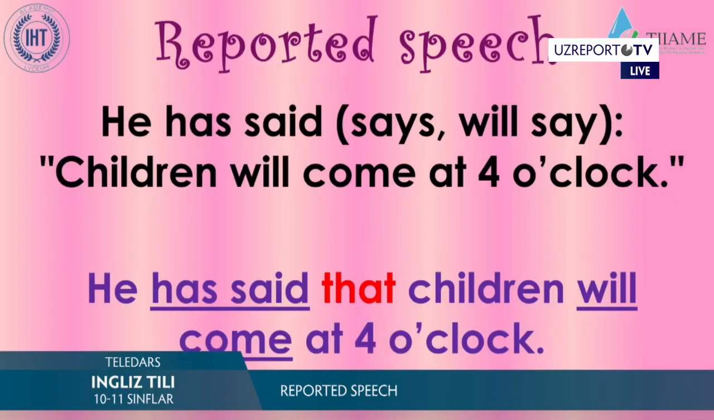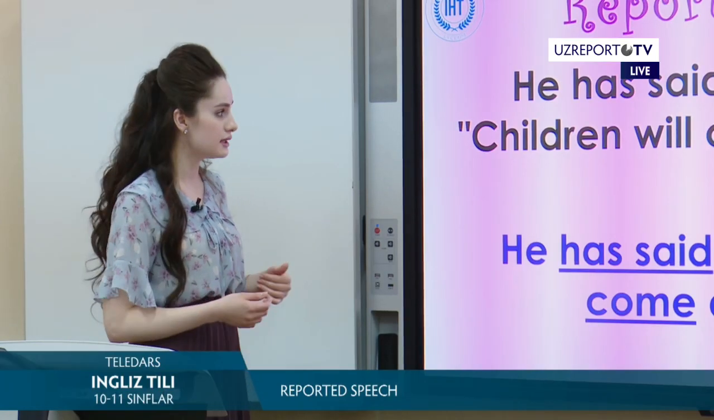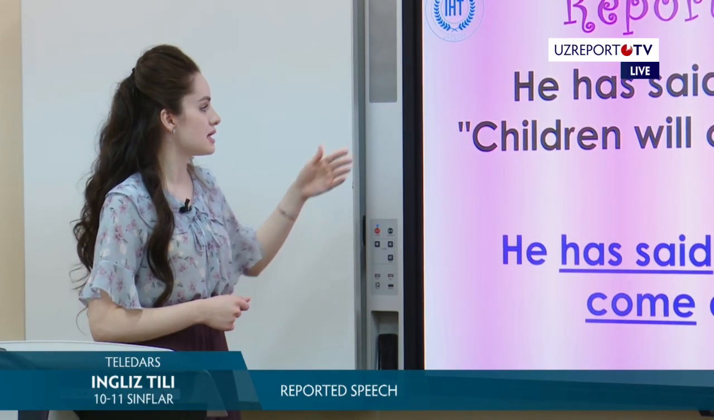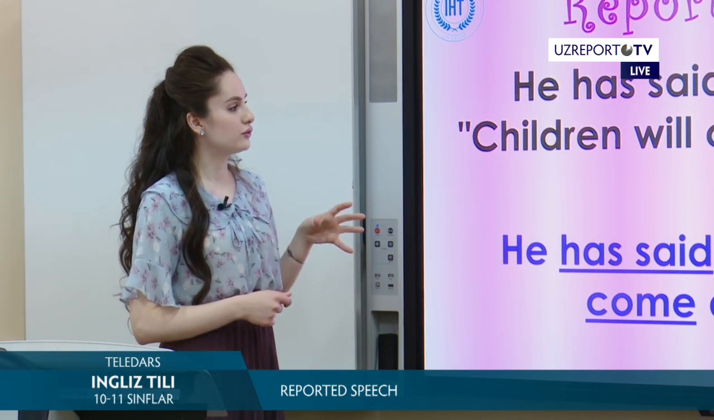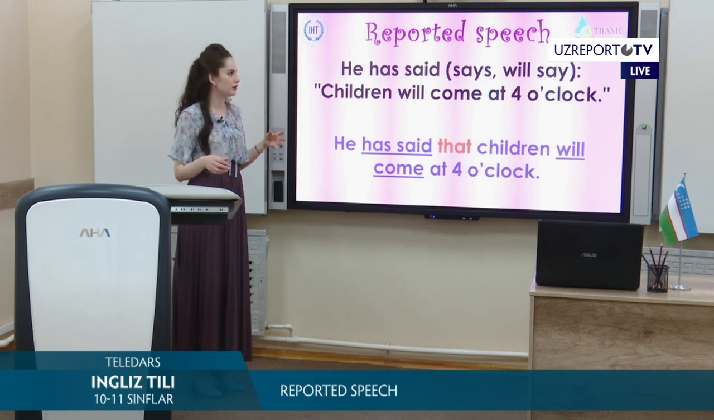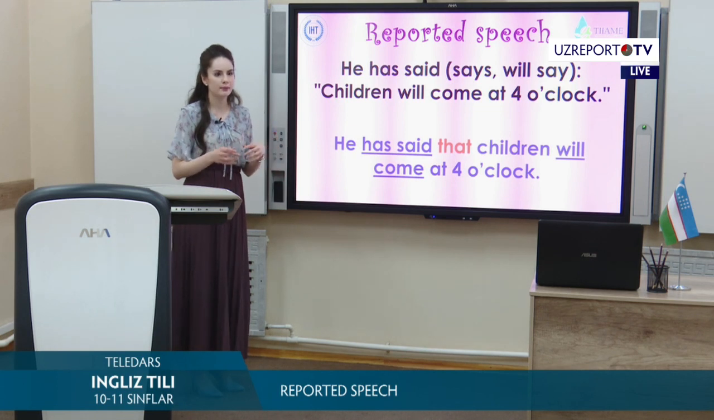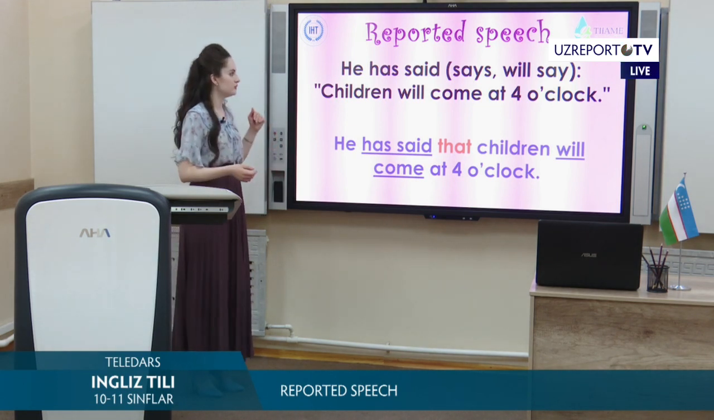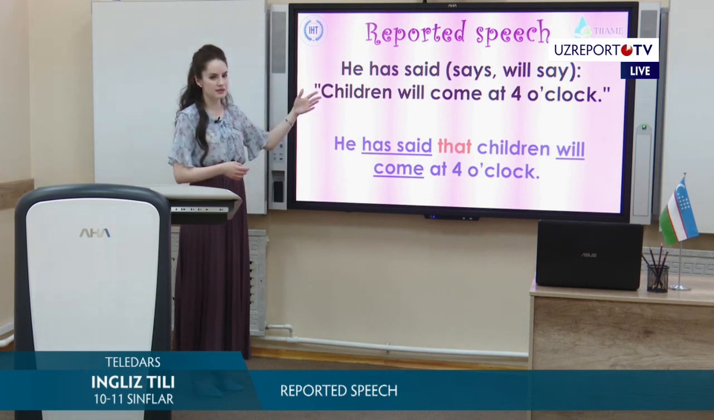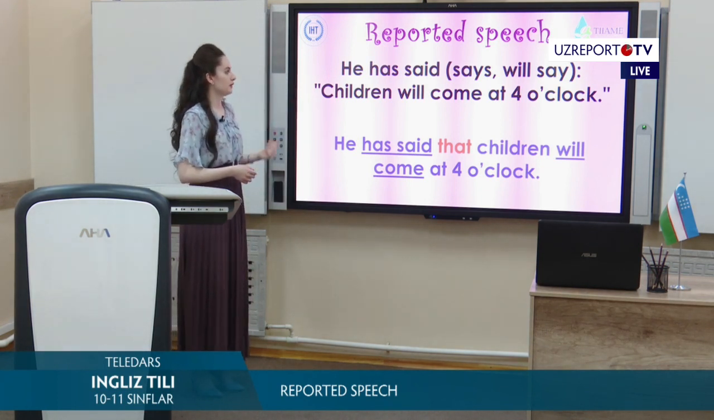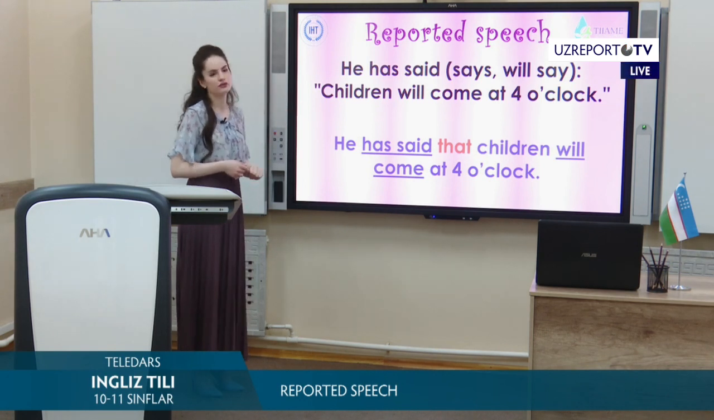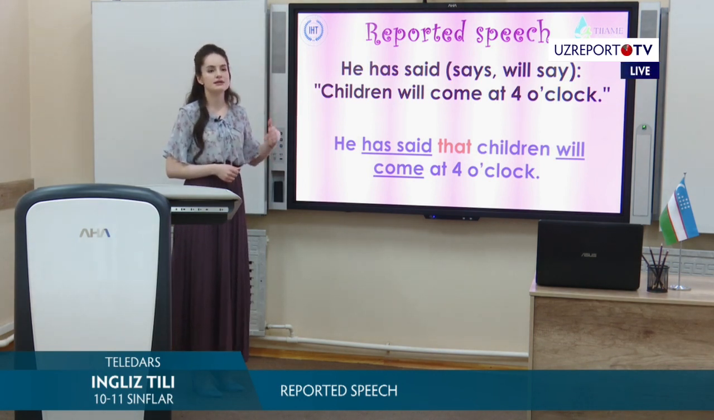Next sentence, we use present perfect in this sentence. He has said, says or will say. I fixed also a variation that you may use in your sentence. And in your text, please look, children will come at 4 o'clock. Actually, we cannot combine perfect and future in our simple sentences. It's impossible, these two tenses are uncombinable. But if you have reported speech and present perfect, in this case, in the main part, you may leave future in your reported, in your subject clause.